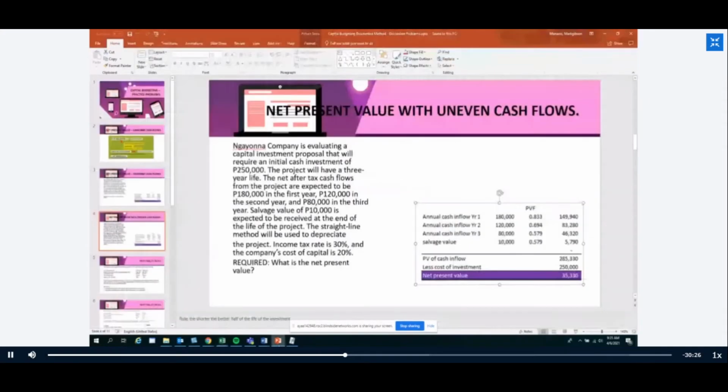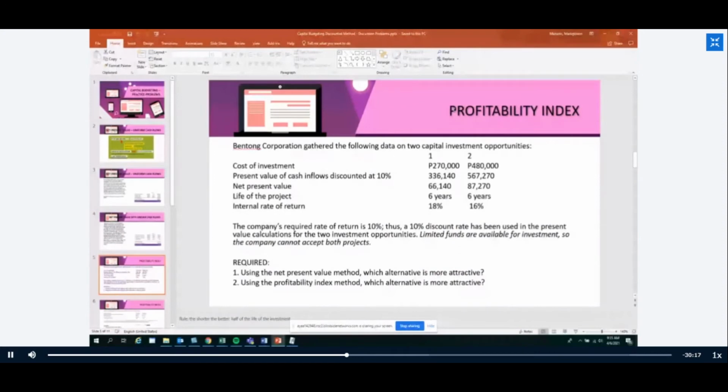O, sige. So, kung wala ng question dyan, punta ngayon tayo dun sa profitability index. Profitability index is another way to evaluate a project that also uses discounted cash flow. So, in this case, para mas ma-appreciate na agad, puntahan na agad natin yung problem.